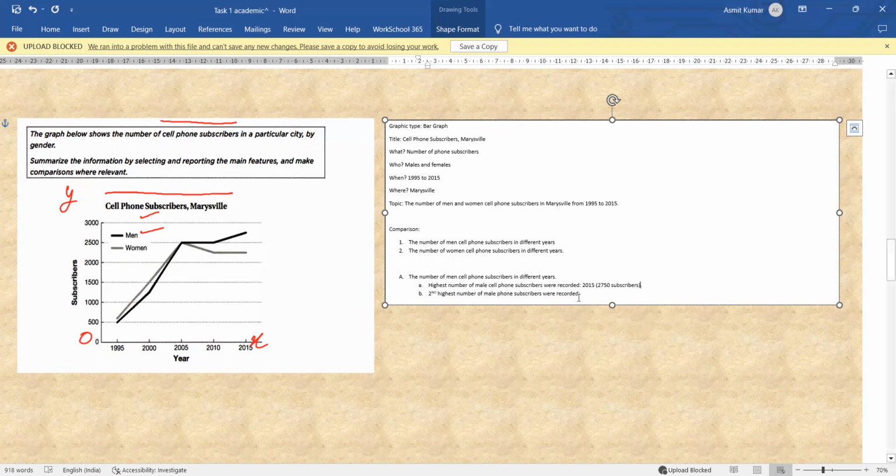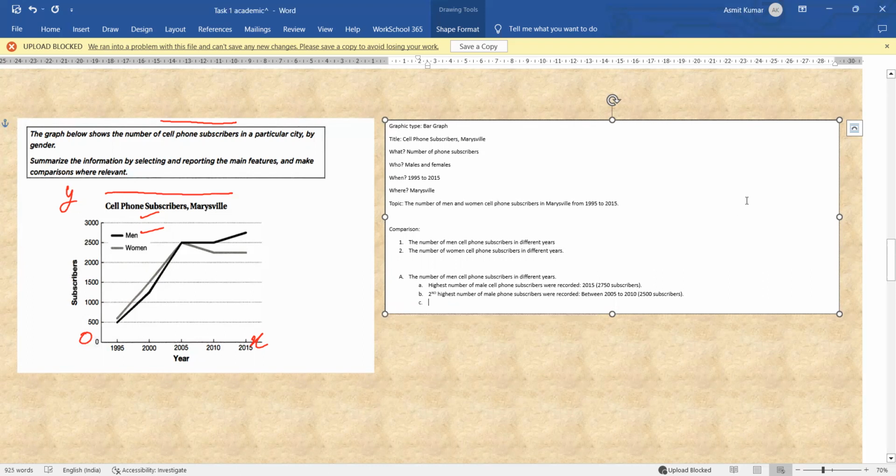And second, were recorded between 2005 to 2010. Okay, and here we have 2500 subscribers. Here it is already read. Done. Now coming to right, we'll be writing the lowest also, but we'll be writing the lowest at the end.